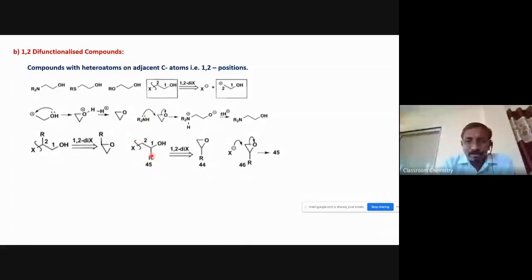Okay, did you understand? So in a 1,2 difunctionalized compound, always remove the other functional group, other than the side chain. In this way, we obtain such kinds of epoxides, different epoxides, and any kind of nucleophile, because here there is always a positive charge and a negative charge. The negative charge acts as a nucleophile, so it can attack the epoxide and we can get the target molecule. So any target molecule can be synthesized when such functional groups are present at the 1 and 2 positions. Okay, did you understand the basic thing?